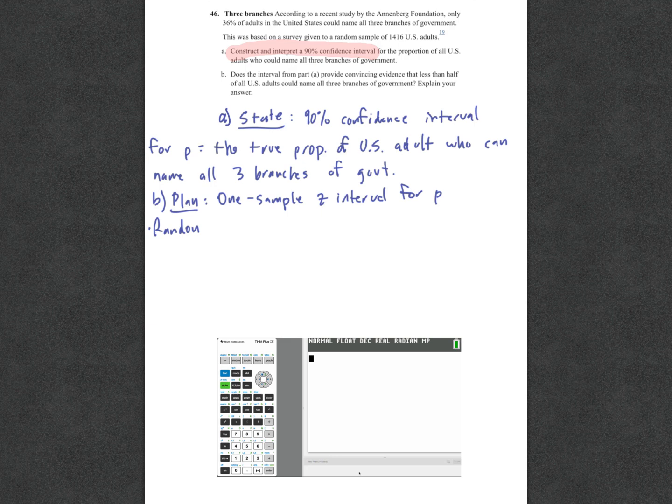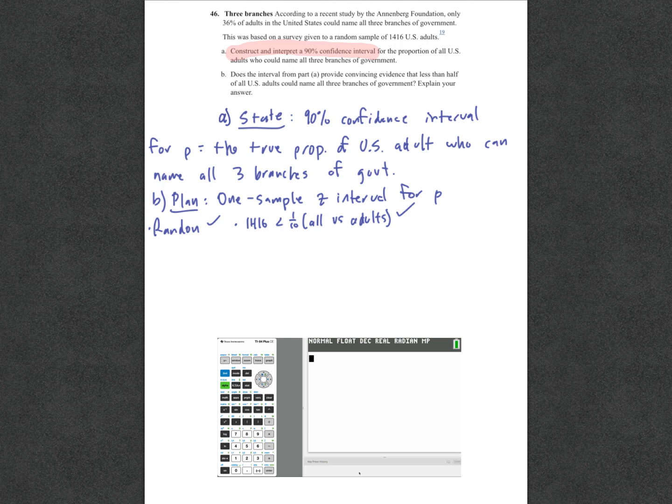They say in the problem this was based on a survey given to a random sample, so I'll just check mark that. Okay, and then the 10% condition: the sample was how many people? 1416. So 1416 is less than 10%, which is a tenth of all U.S. adults, which is where the sample came from. So that's the 10% condition.